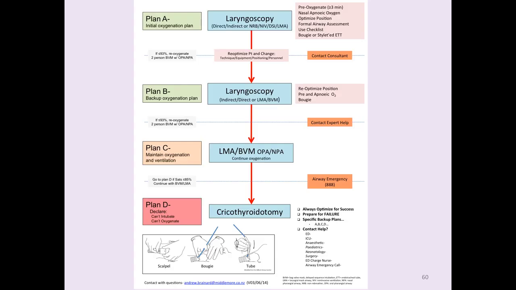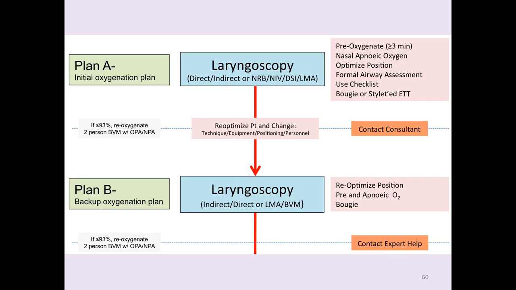We'll go over our airway algorithm again, and we'll focus on our plan A, plan B, which tend to be the laryngoscopy portions of it. The most frequent plan is you use direct laryngoscopy as your plan A. And this algorithm, just to remind everybody, reminds us of some essential best practice techniques about pre-oxygenating the patient, apneic oxygen, optimizing their position, using a checklist, doing a formal airway assessment, and we're encouraging people to use a bougie or a stylet every time.